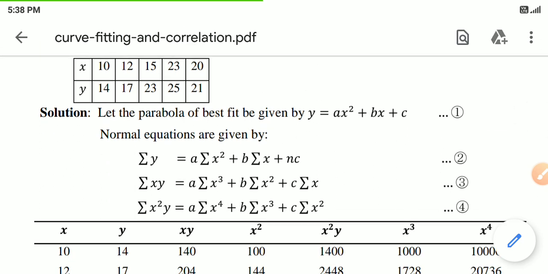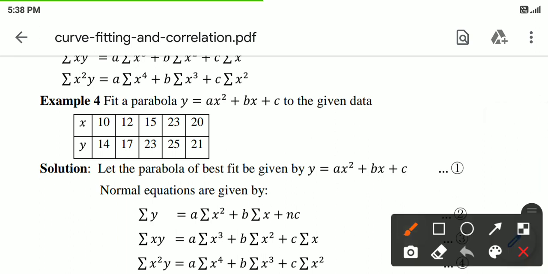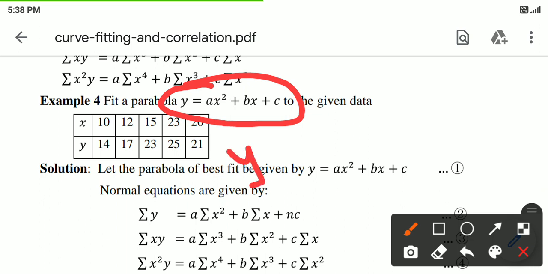So let the parabola, in this example you have given the equation of parabola. If not, then you should understand what the equation of parabola is. The equation of parabola is y equals ax square plus bx plus c.